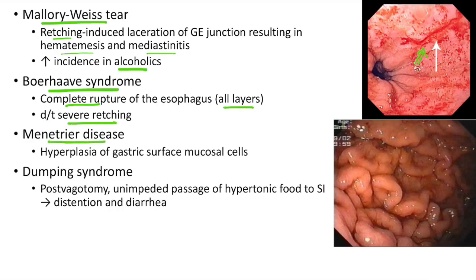Now let us see about Menetrier disease. In this case, there is hyperplasia of gastric surface mucosal cells. This picture shows endoscopy finding in a case of Menetrier disease.